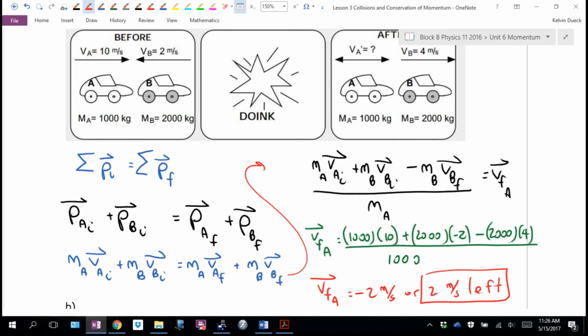So let's visualize this particular collision. Car B is the bigger car. Car A is the smaller car. They start out heading towards each other. And then after the collision, car B bounced to the right, car A bounced backwards to the left. Boom, they bounced apart off each other. That doesn't violate the laws of physics or anything. I'm good with that.